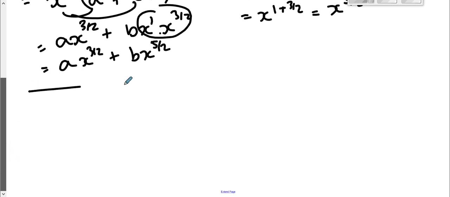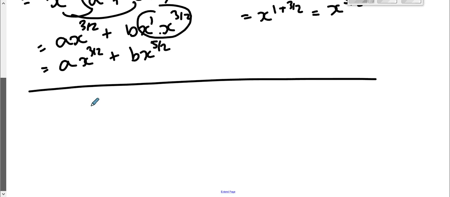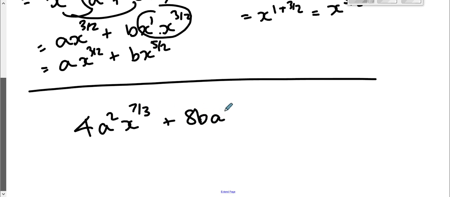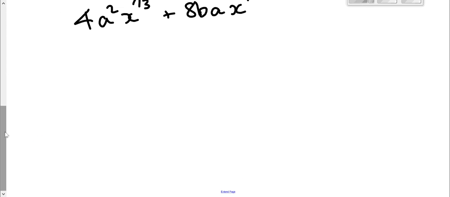So let's have a look at another one, this time with several terms. So let's say we have 4a squared x to the 7 over 3 plus 8ba x to the 4th. Now, this one is going to be messy. Okay, we have to accept that.